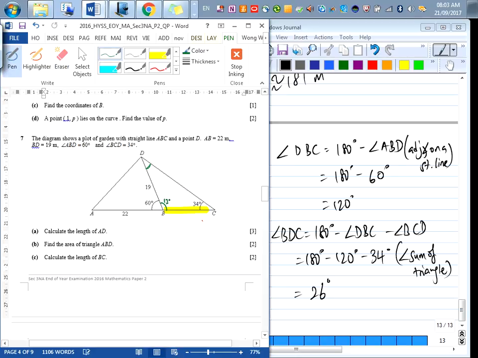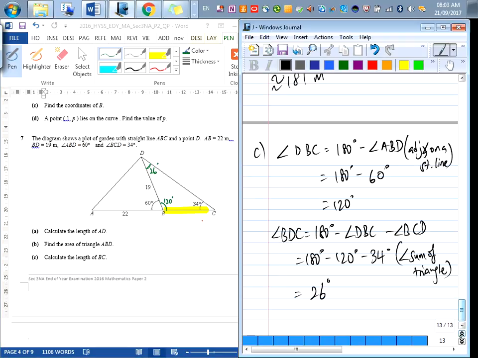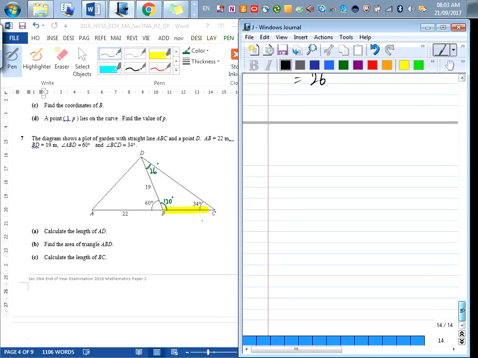So here I have 120 degrees. This is 26 degrees. Okay, then how? How to apply my sine rule, Shermaine? I have all the information on my diagram already. Can you help me form the equation for sine rule?